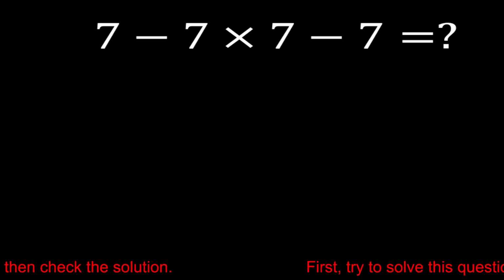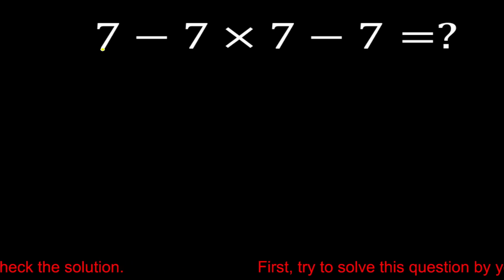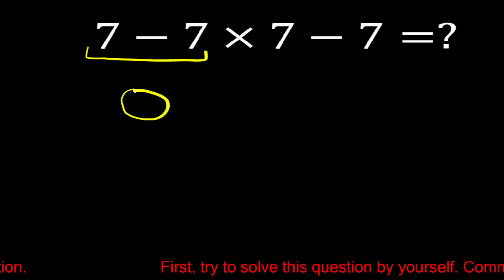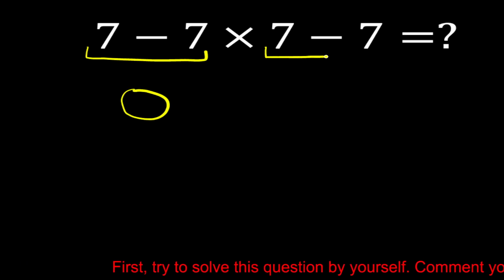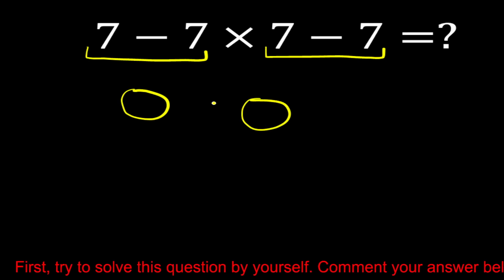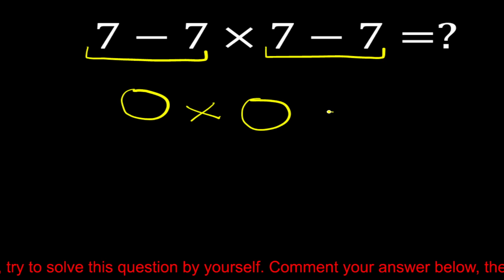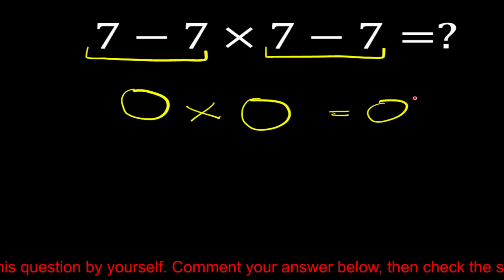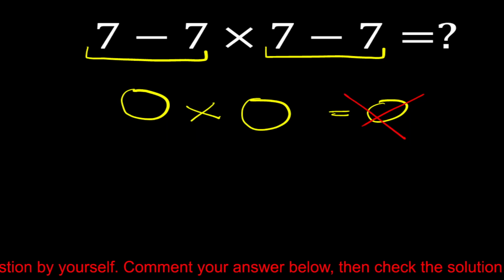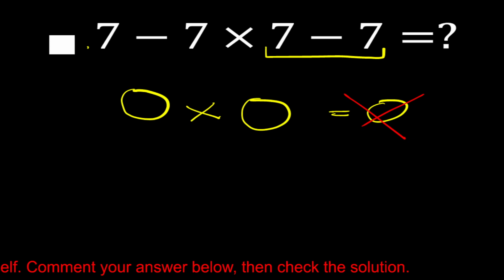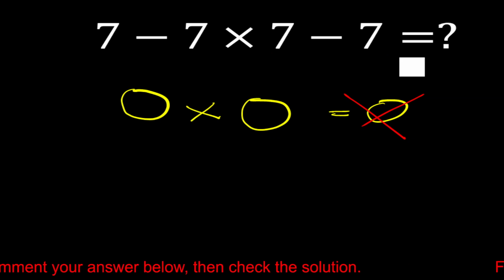So 7 minus 7 is equal to 0. Again, 7 minus 7 is equal to 0. Now 0 multiplies 0 is equal to also 0. But this answer is not correct. This answer is completely wrong. So now let's solve this problem correctly by using a PEMDAS rule.